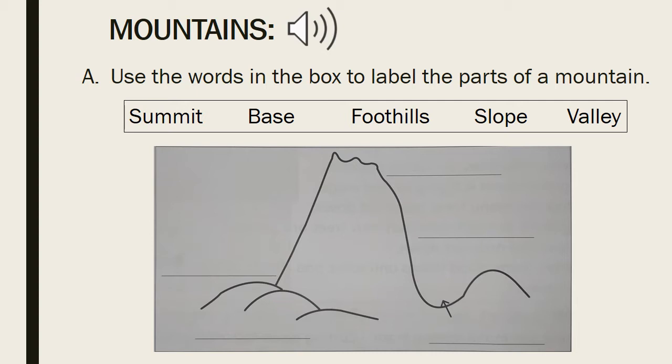The bottom of a mountain is called the base. The side of a mountain is called slope. The top of the mountain is called summit or peak. Hills at the top of a mountain are called foothills. A valley is an area of low lying land between hills and mountains. I have explained all these definitions to you in the previous presentation, so you can easily label the picture.